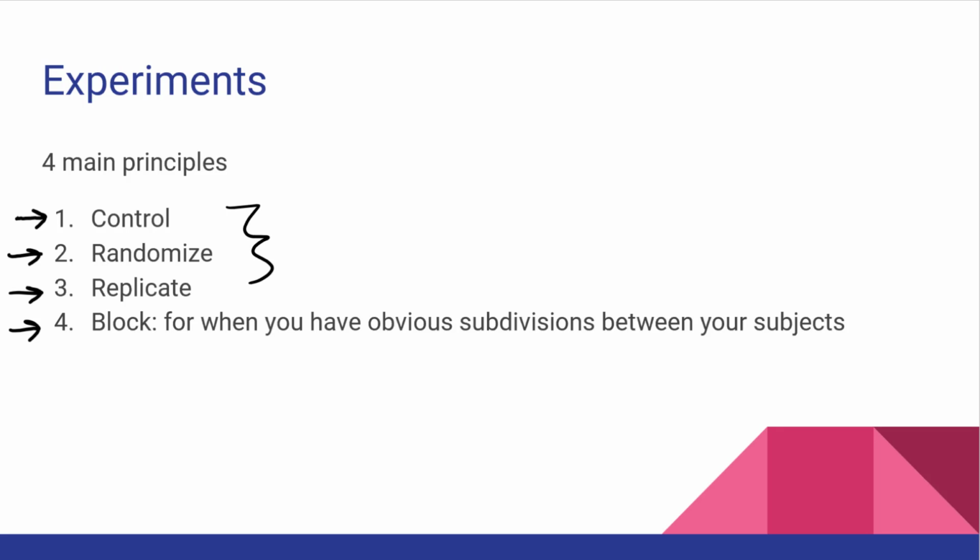For blocking, this is a concept that you use when you have some obvious subdivisions between your subjects. If you can see that there's definitely a major split in your subjects, then you should probably separate your subjects into blocks. For example, if you're running a medical trial on dogs and then you have half of your dogs being big dogs and then half being the really small dogs, you don't know how different dog types will respond to the same medicine.